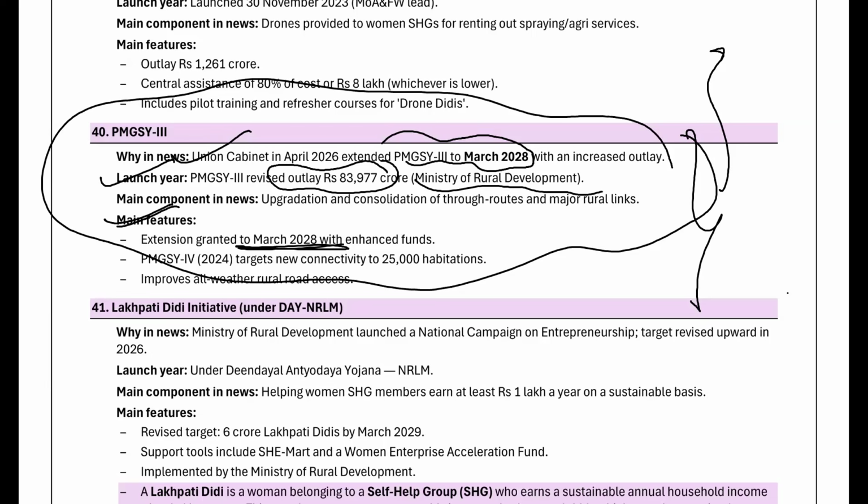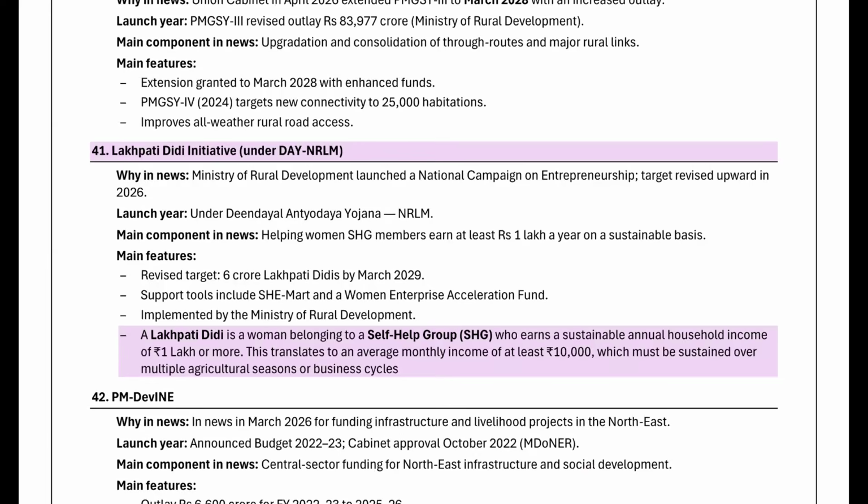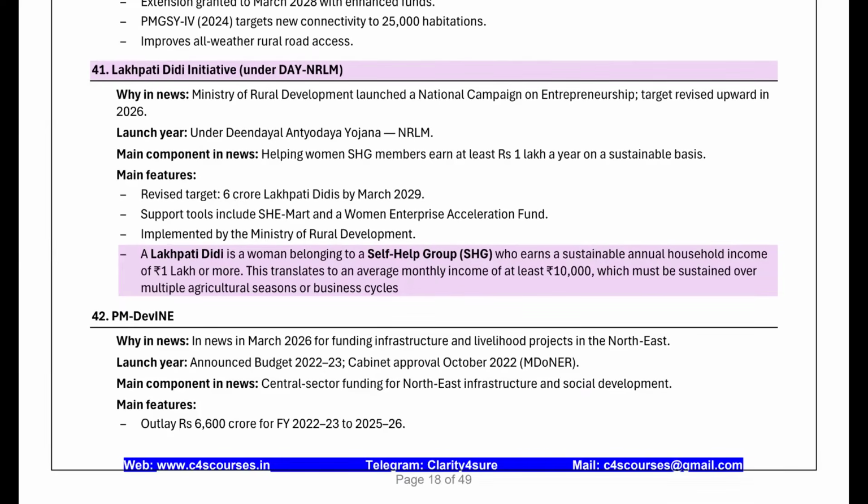The 41st scheme is about the Lakhpati Didi initiative. The name is very interesting, right? It is the Lakhpati Didi initiative, that is under DAY-NRLM. Okay, it is under DAY-NRLM. So please try to understand which ministry will be covering it. Obviously, the Ministry of Rural Development launched a national campaign on entrepreneurship, with the target revised upward in 2026. Okay, so it was launched under the Deendayal Antyodaya Yojana, that is NRLM.